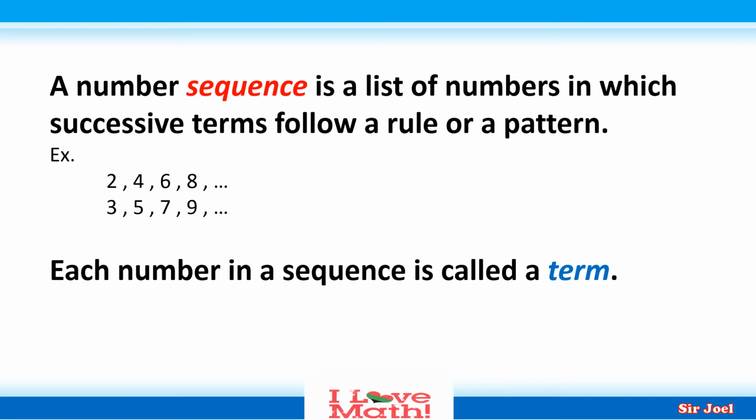Meaning to say, if there is a set of numbers or a list of numbers, or possibly letters or a combination of the two, or any symbols used that has a pattern or rule being followed, then we can call that a sequence. Each number or each letter, whatever was used in that particular sequence, is called a term. If you look at the example 2, 4, 6, 8, our first term is 2, the second term is 4, and so on.